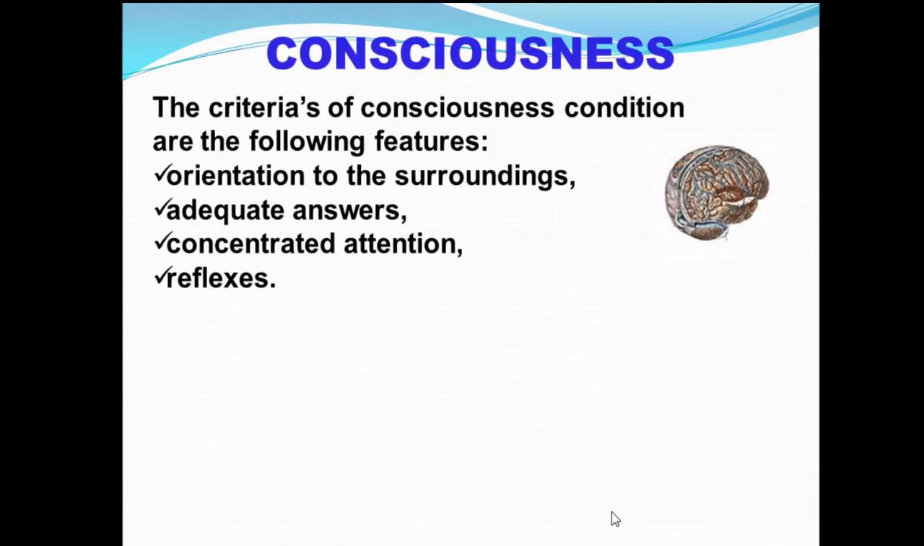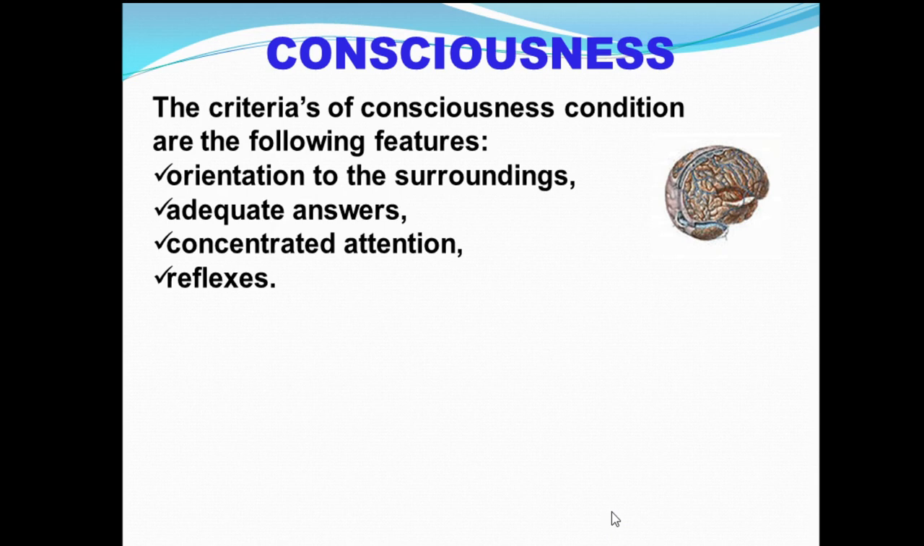Next step of our examination, assessment of consciousness. In other words, it is signs of the functional activity of the central nervous system and is obligatorily used for assessment of general condition. Criteria of consciousness condition are the following features: orientation to the surroundings, adequate answers, concentrated attention, and reflexes. In other words, to assess consciousness, we must talk with the patient and pay attention how quickly and correctly the patient answers our questions, and I pay your attention.